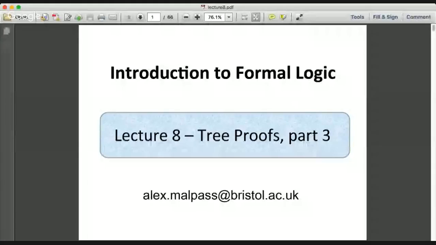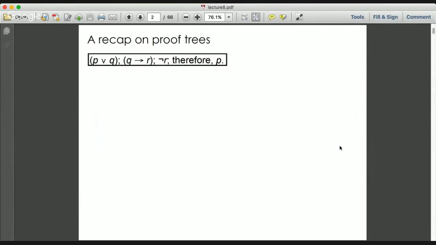Let me just get, so we're on 8 now, aren't we? Okay, good. So this is the last bit of tree proofs for propositional logic. Can everyone see that new slide? Yep. Okay, good. That's no longer my email address either, so don't email me at that address.